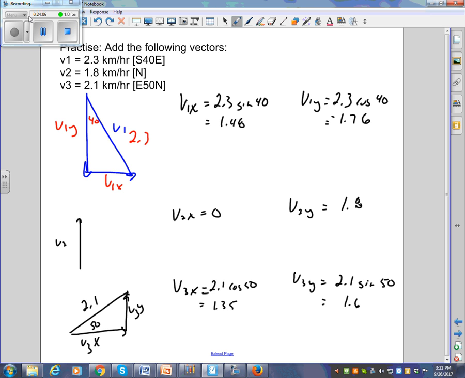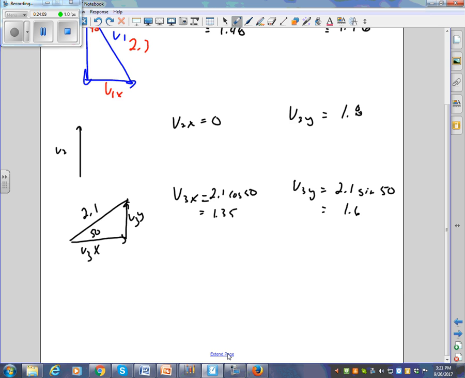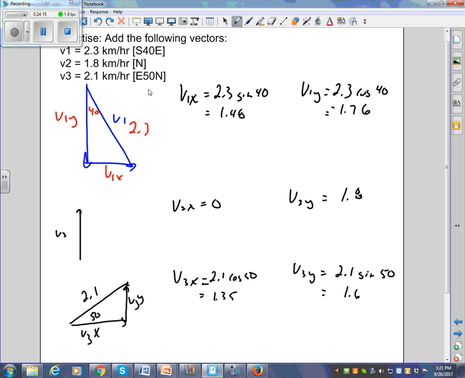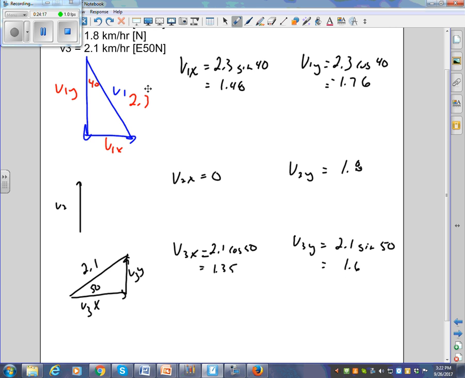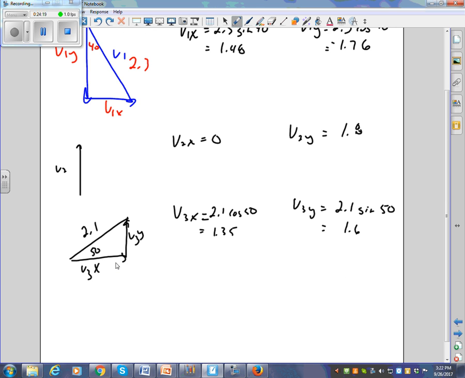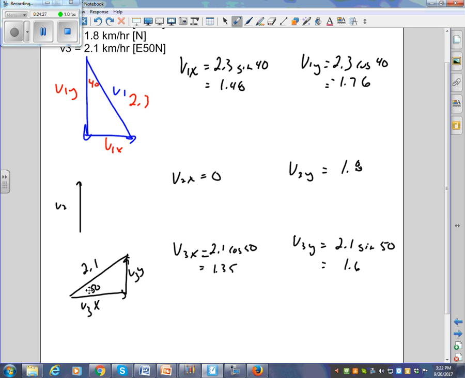I have a question. Why did you put in the V3? Why did you put 50 there? Is that not the angle? I would put it at the top. East 50 north. Wait, why are my x's and y's opposite? You're going east first and then 50 to the north, so you have to do it down there. East and then north, right?